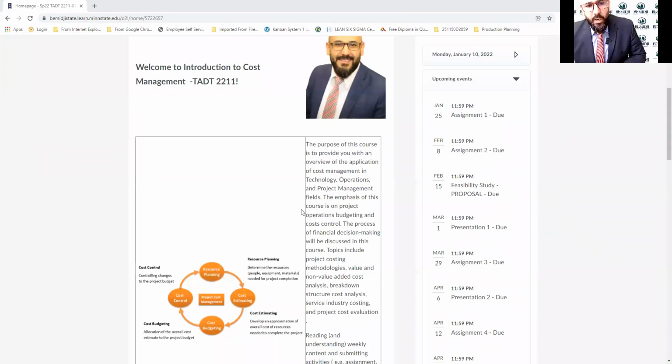Now I'm going to go back to the D2L session where you should see some of the information about the course syllabus. So first of all, what is cost management? Cost management, I'm going to focus on this chart right here.